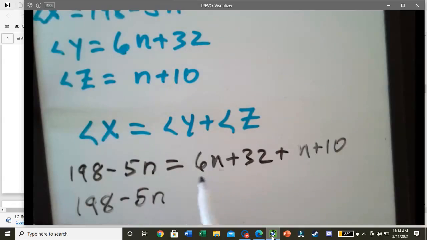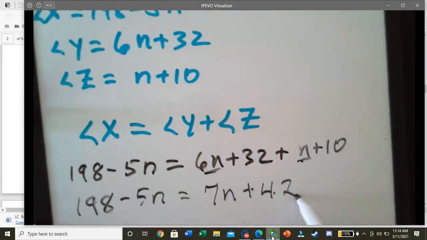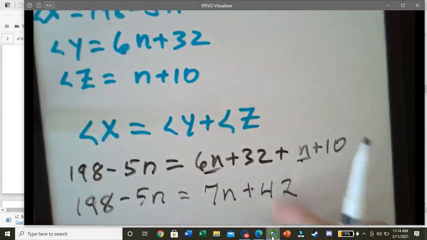198 minus 5n, that's a 5 there, equals to, we've got 6n plus 1n is 7n, plus 32 plus 10 is 42. Questions there?